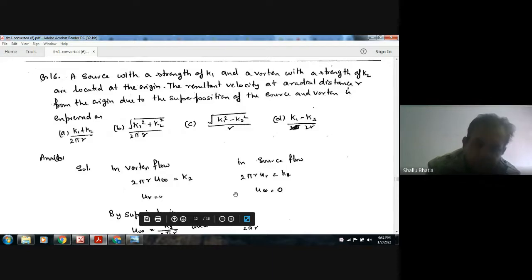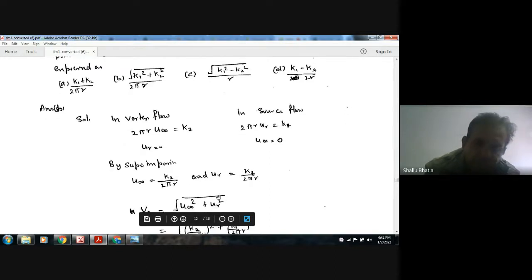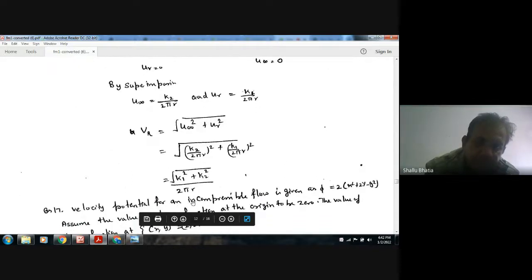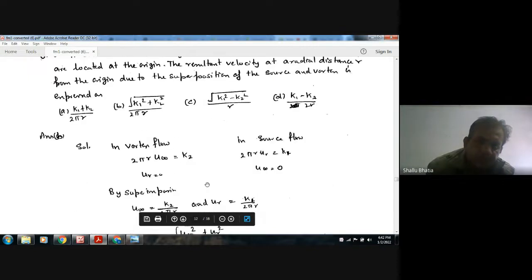Now if we superimpose them, then u theta is this, u r is this, so the resultant velocity is the square root of the sum of squares of the circumferential velocity and the radial velocity. So the resultant velocity will be this. Putting the values we can have this. So the answer is root of K1 square plus K2 square, option B.